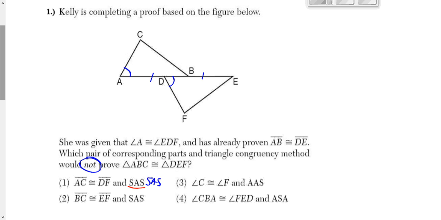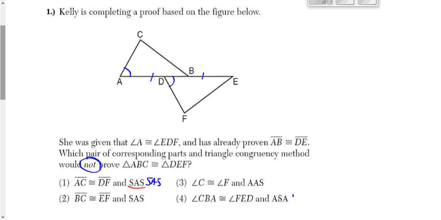It's 4, you say? Well, let's go to 4. Angle CBA congruent to angle FED, and it'll be angle side angle. It looks like angle side angle, doesn't it? So that again violates the word not. So that was angle side angle, all right?